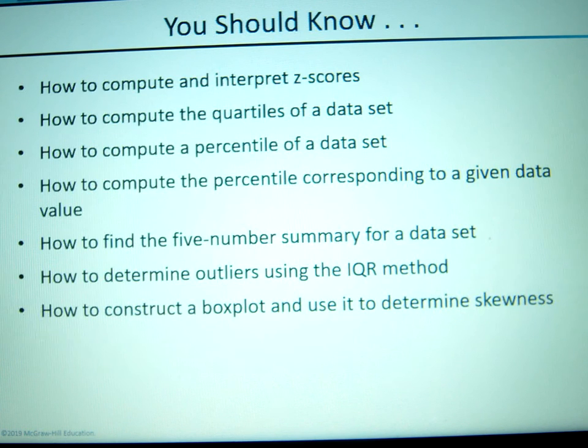All right, so we went over a whole lot again in this section. Chapter 3 is packed full of information. So we looked at how to compute and interpret z-scores, how to compute the quartiles of a data set, how to compute the percentile of a data set, how to compute the percentile corresponding to a given value, and how to find the 5-number summary for a data set. We determined the outliers using the IQR method, and finally how to construct a box plot and use it to determine skewness.